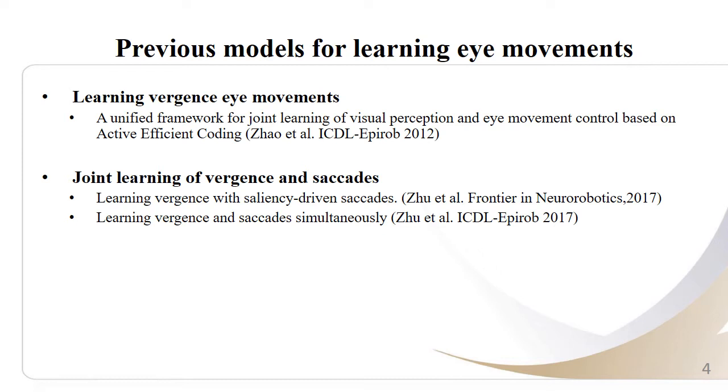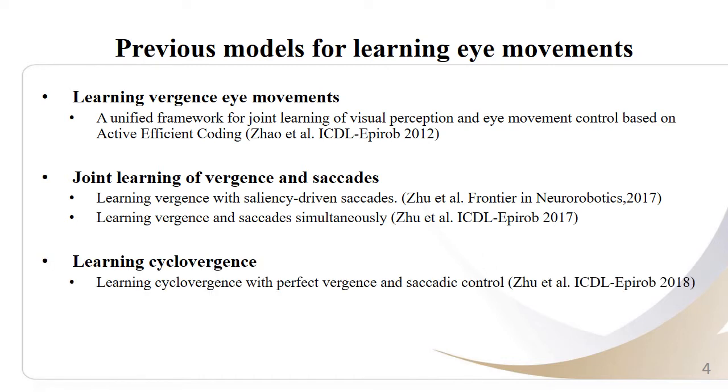And then we tried to apply the computational model onto a real binocular platform, but we found an orientation misalignment issue between the left and right images. That's why we consider modeling the cyclovergence. So here we use the same framework to model the cyclovergence with perfect vergence and saccade control. So in this work, we are going to combine all these 3 eye movements into one single framework.